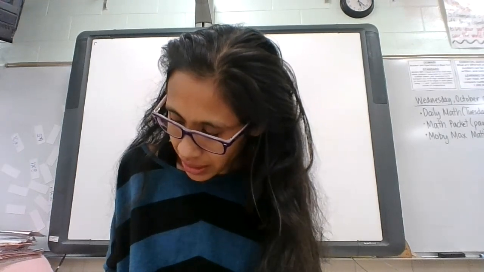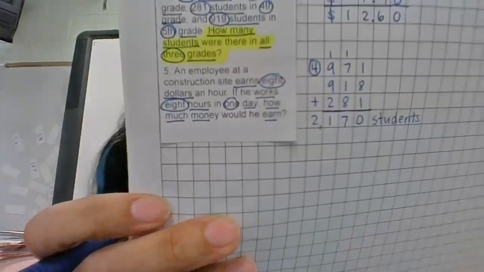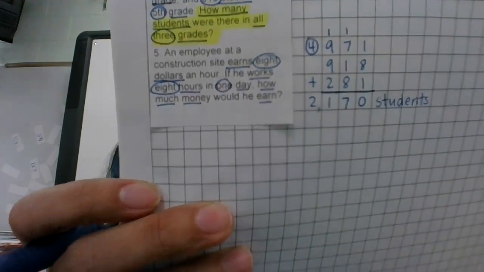Let's see. Oh, you know what? There was the word 1. I didn't even see that. Day, how much, money. I would do earn, works, earns. Okay, so here are the keywords I underline. You can underline these keywords. If there are other keywords that you want to underline as well, go ahead and do that.